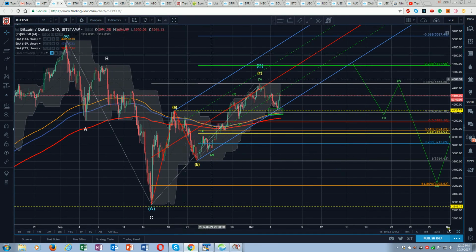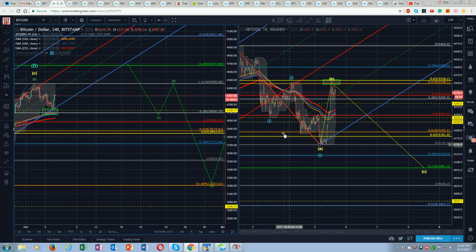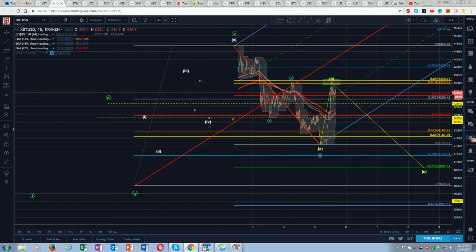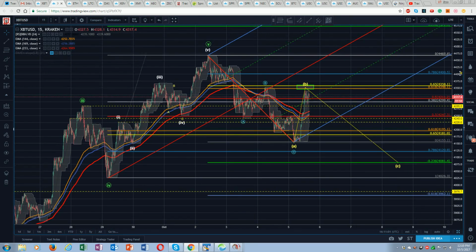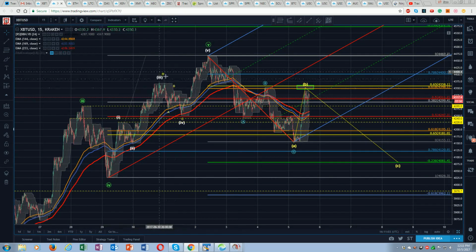So, when you break it down, it's just a matter of saying, well, what's the most likely path? Right there it is on the 15-minute. This is just boom, screams higher right into the 618.